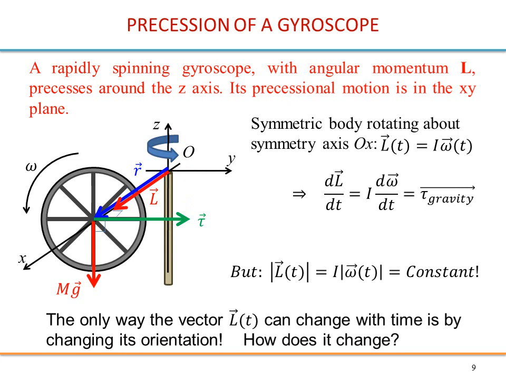The only way L can keep the same magnitude and still change with time is by changing direction, and this can be achieved by rotating around that axis. So you see L is here, but then it will be here, here, here, so it's going to rotate. So if it's rotating, maybe we would like to know how fast it's rotating. It's spinning like this.